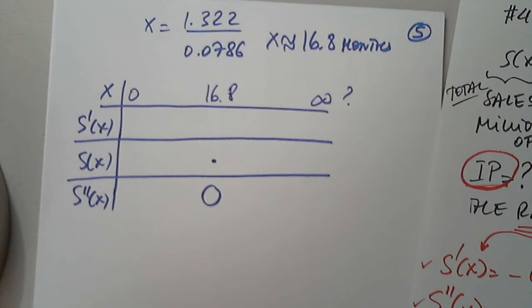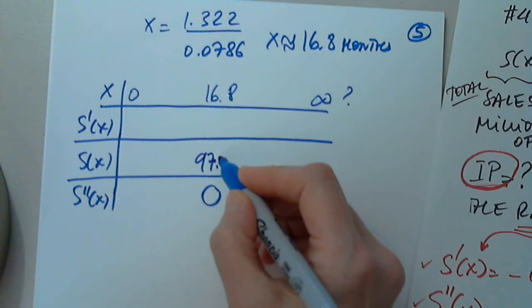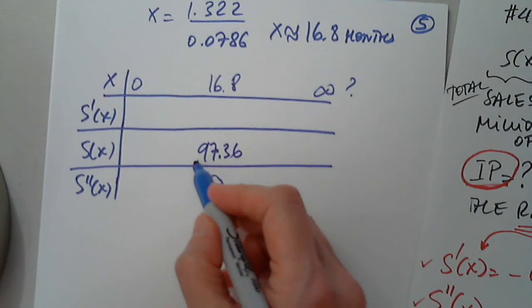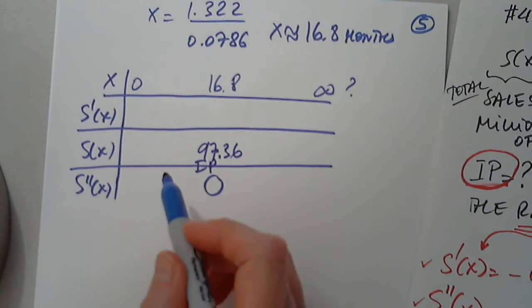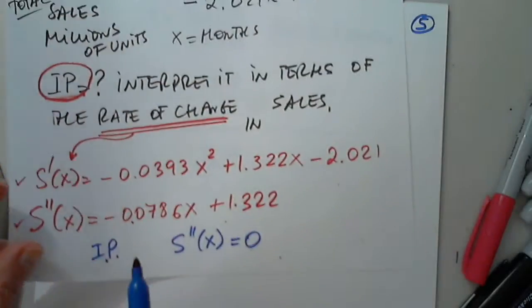Okay, so I got 97.36. So then I know that this is the inflection point, only if the sign changes. Okay, so let's look at the second derivative.